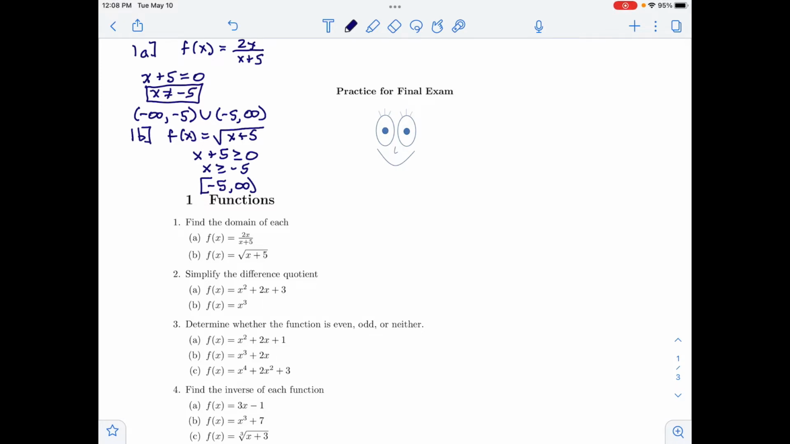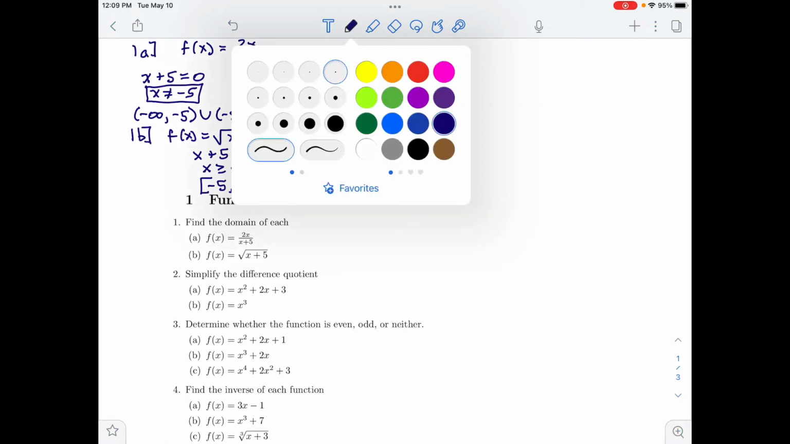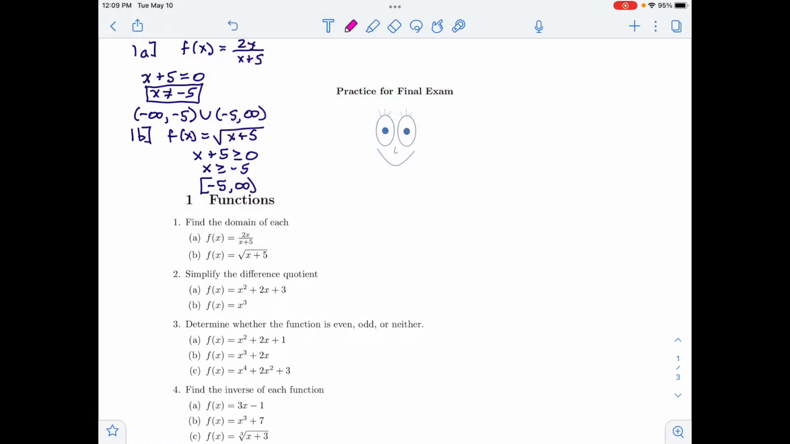Okay, now let's look at simplifying the difference quotient. We're looking at problem number 2 here. When we talk about simplifying the difference quotient, we're really just evaluating the function, whatever function we're given, f of x, and putting it in this form right here. In other words, we're going to replace the x's with x plus h. So let's look at this first one, 2a. Notice my function here is f of x equals x squared plus 2x plus 3.